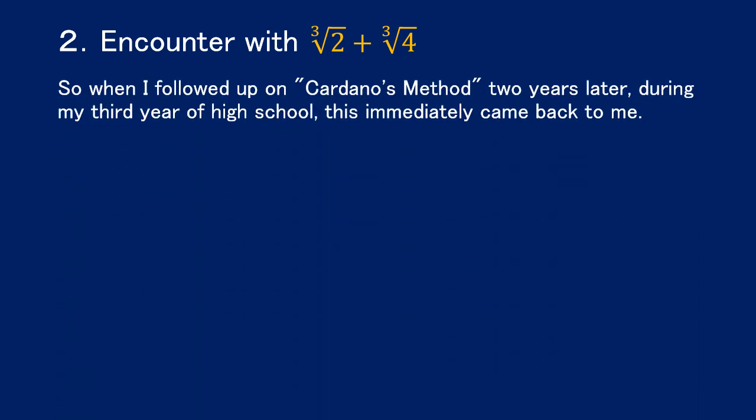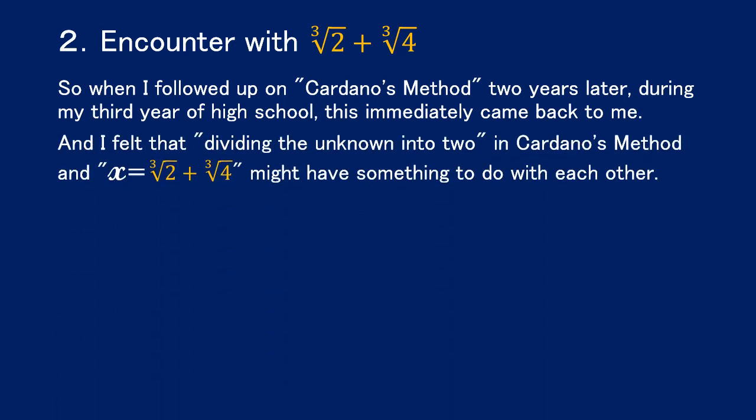So when I followed up on Cardano's method 2 years later, during my third year of high school, this immediately came back to me. And I felt that dividing the unknown into 2 in Cardano's method, and x equals the cube root of 2 plus the cube root of 4, might have something to do with each other. In fact, x equals the cube root of 2 plus the cube root of 4 is a divided form.